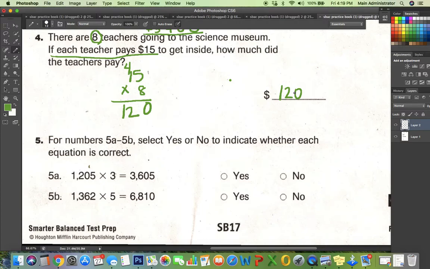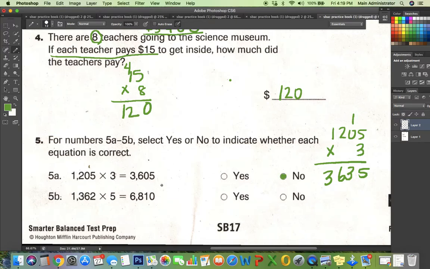And the last question, number 5. For numbers 5a through 5b, select yes or no to indicate whether each equation is true. So I have to see if this multiplies out right. I'm going to write it like this. 3 times 5 is 15. 3 times 0 is 0, plus 1 is 3. 3 times 2 is 6. 3 times 1 is 3. 3, 6, 3, 5. No, that is not right.